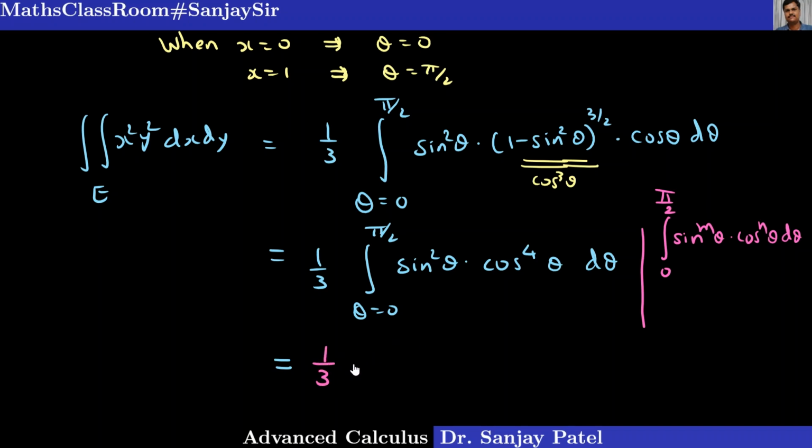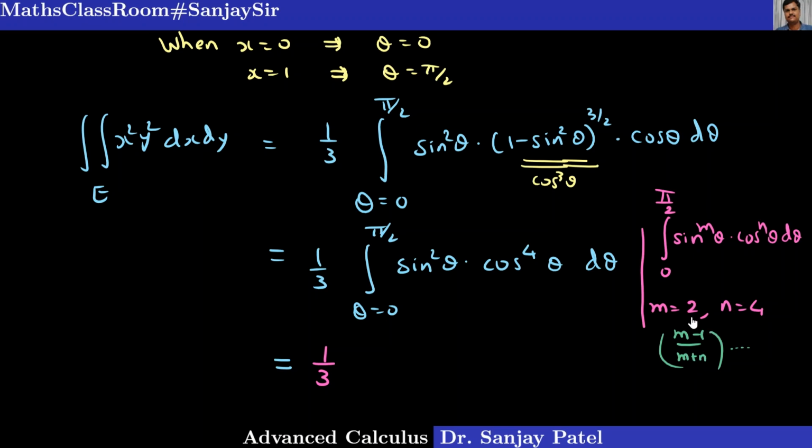This is 1 upon 3 times. Here m is equal to 2 and n is equal to 4. And in this formula, we always start with the first term. Remember, the first term is always m minus 1 upon m plus n. This is the first term always, and then we keep on subtracting 2 from numerator and denominator.